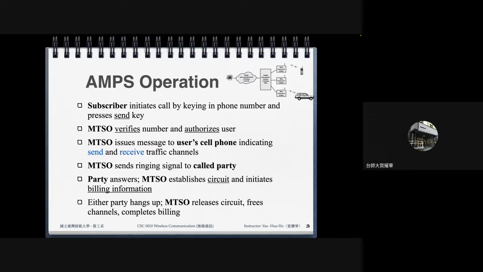AMPS operation. You have a subscriber who's initializing the call, MTSO verifies and authorizes the number. MTSO issues a user's phone number indicating send and receive traffic. MTSO sends a ringing tone to the party by paging. Now, if the destination party answers, the MTSO establishes that circuit connection for billing. Whenever either one of them hangs up, they will release the circuits, free the channel, and complete the billing.